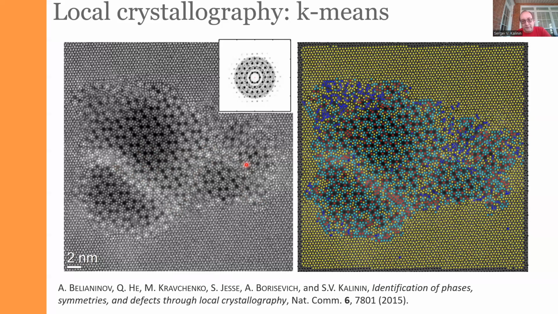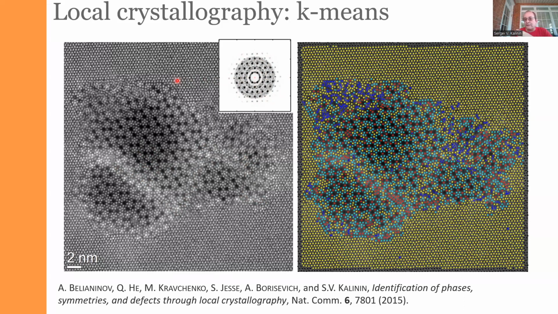So maybe it's true, maybe it's not. It's difficult to say. We can get a Fourier transform of this image. Looks beautiful, but again, there is kind of too much information. So let's do a very simple operation. Let's find all the atoms in this image.